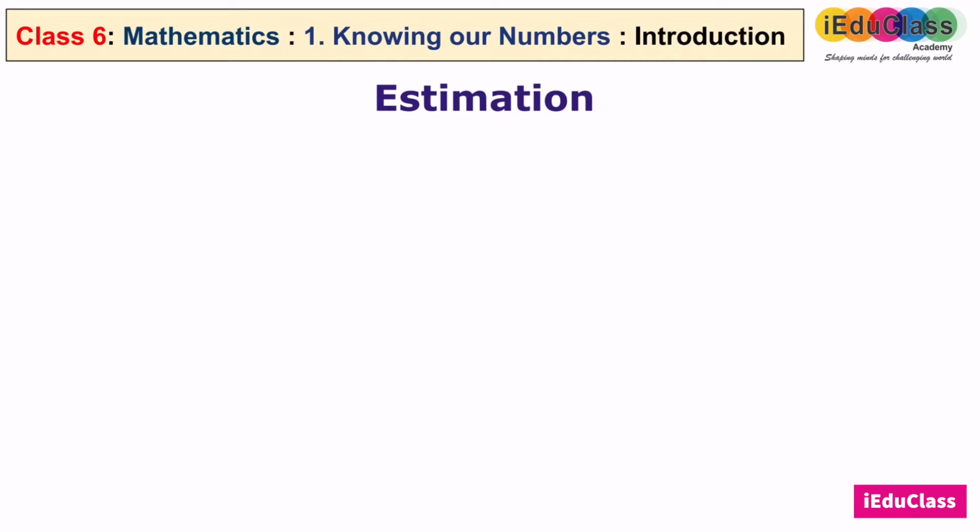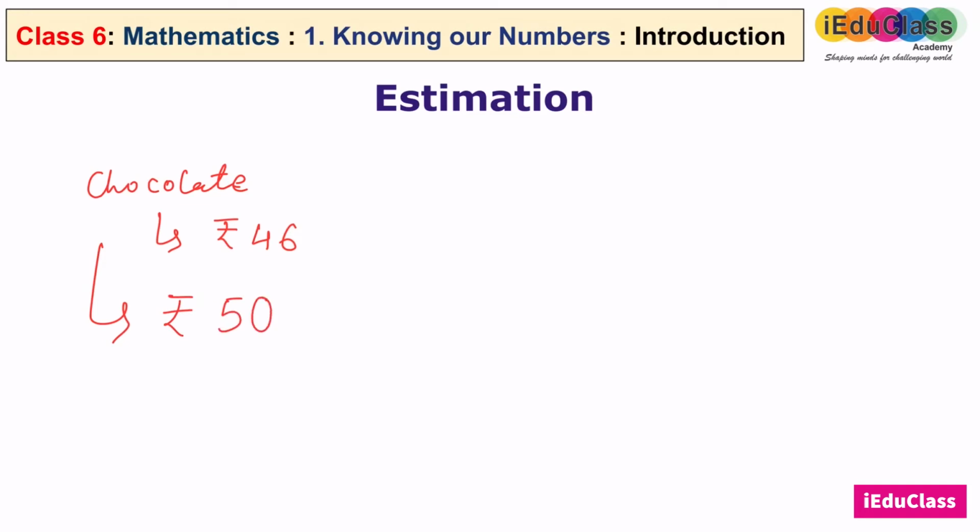Our next topic is estimation. What is estimation? So I just want to give an example. If you are going to the market, right? Okay, let me write a number. You are purchasing chocolate, right? Its value is 46 rupees. So how much money will you ask your parent to buy this? Definitely you are going to ask for rupees 50. Approximate value is rupees 50 for the chocolate.